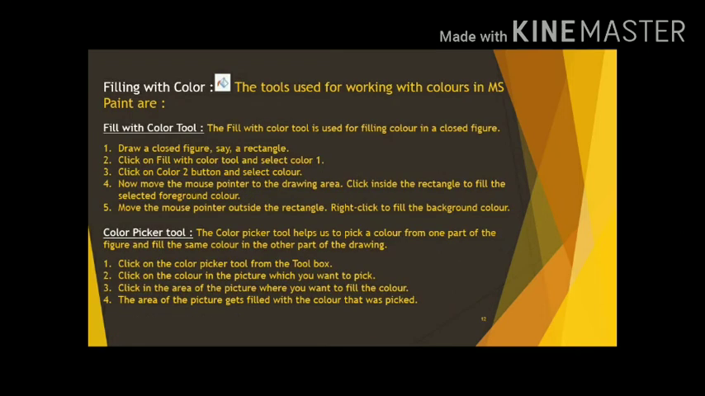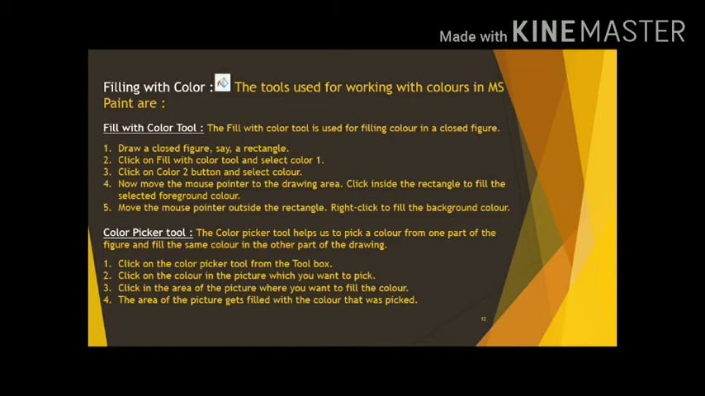Filling with colors. The tool used for working with colors in MS Paint is the Fill with Color tool. The Fill with Color tool is used for filling colors in a closed figure. Follow these steps to fill color in a closed figure. First, draw a closed figure, say a rectangle. Second, click on the Fill with Color tool and select color 1.